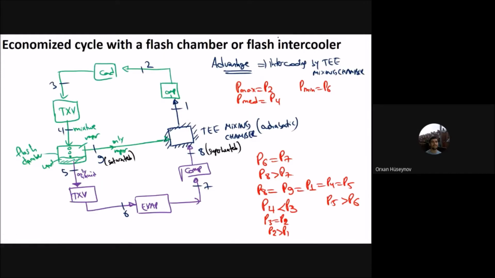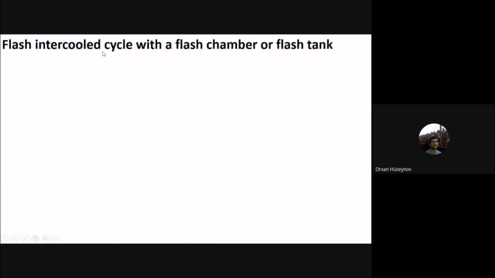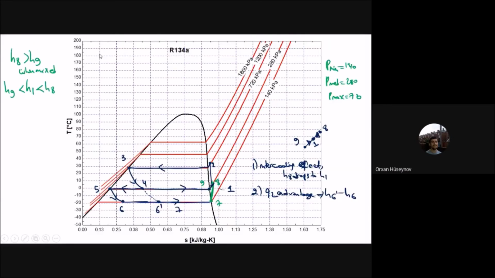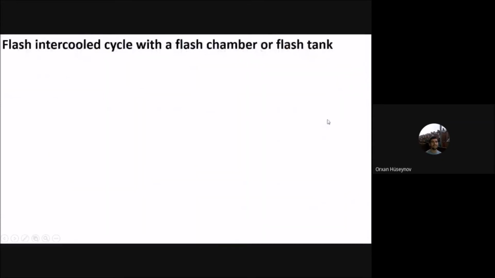This is the intercooler. So notice it. One more refrigeration cycle is the flash intercooled cycle with a flash chamber or flash tank. It is very similar to that one, except you don't have the mixing chamber here. So for this one, you don't have the mixing chamber. Let's see that cycle again. You will have compressor 1 here, with inlet 1 and outlet 2. That one goes to the condenser.